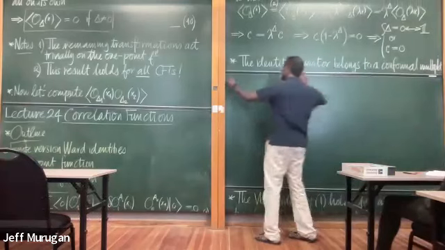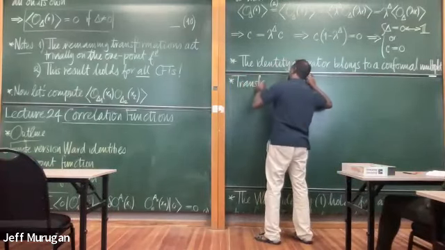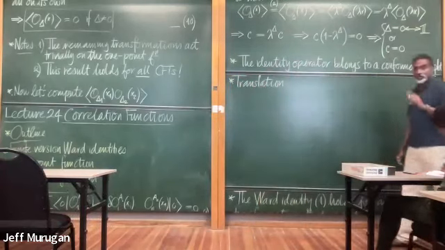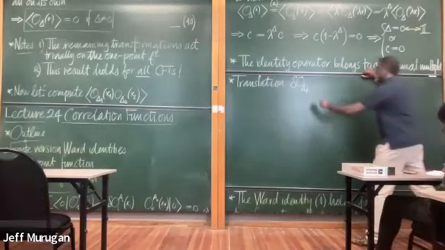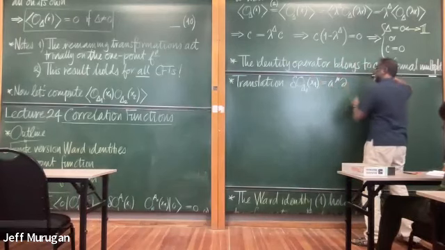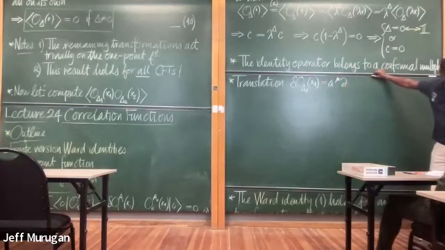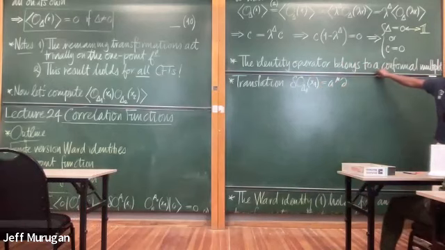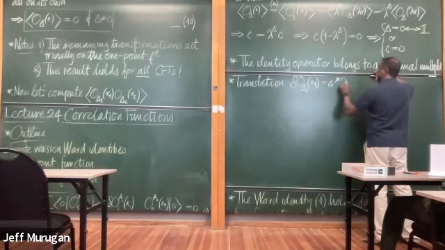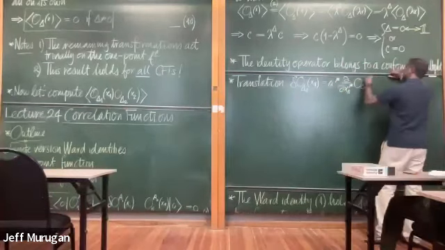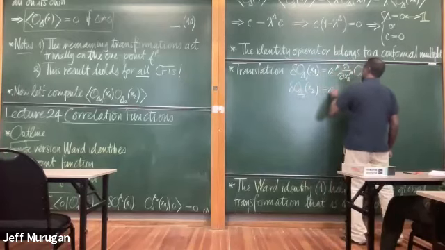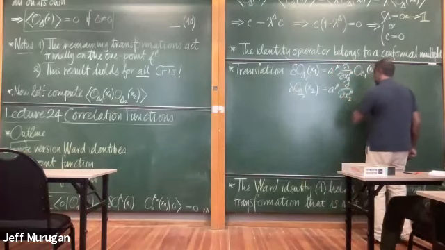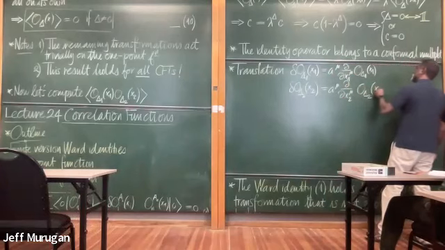Just a spoiler alert. So we'll again start with translations. Under translations by the same vector, a mu, the operators transform as delta O delta 1 at X1 equal to a mu d by dx1 mu O delta 1 at X1, and delta O delta 2 at X2 is a mu d by dx2 mu O delta 2 at X2.